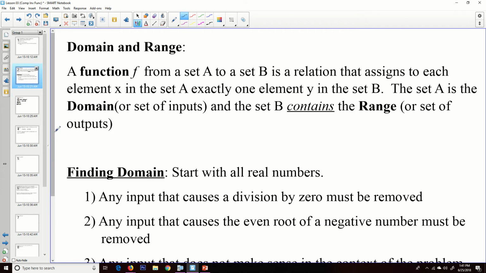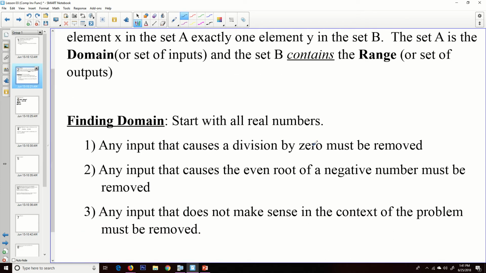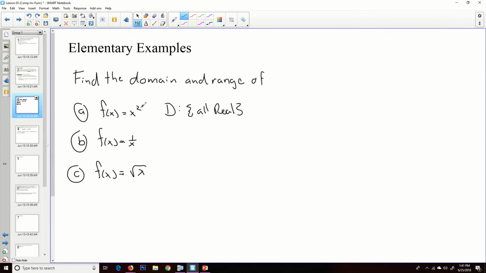Maybe I'll go back to them. There we go. Any input that causes a division by 0 must be removed. Well, there's no divide bar here, and there's no variable expression in the denominator of a function. Okay, so we can do that.